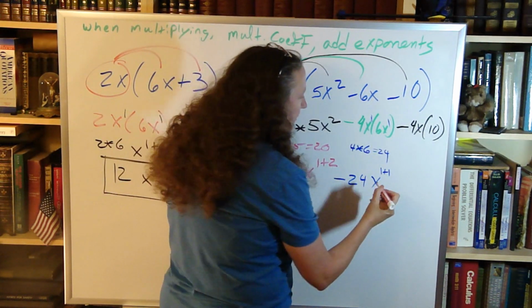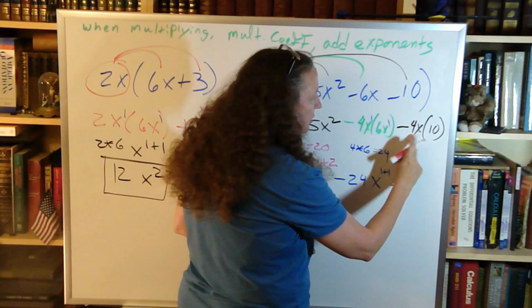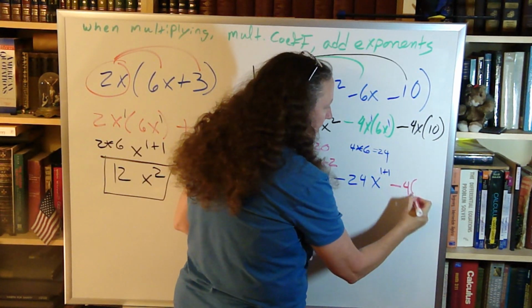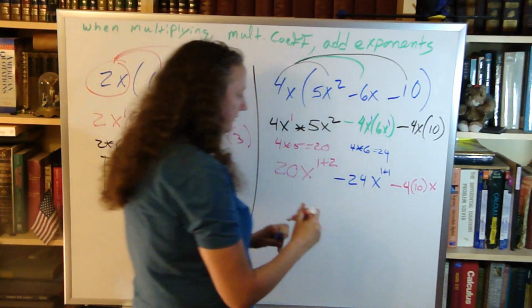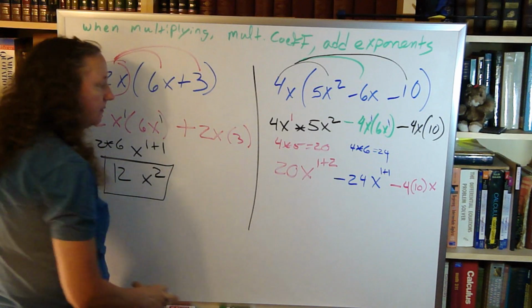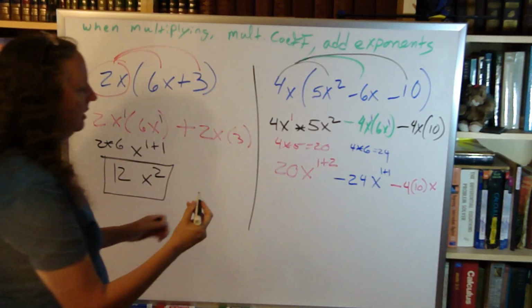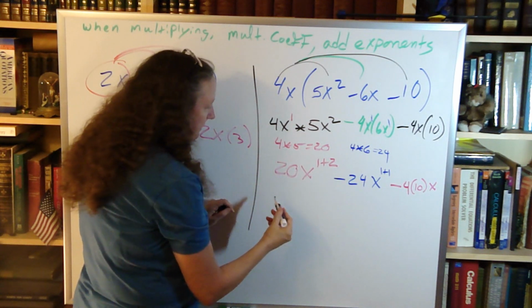Then I have my minus 4x. Multiply coefficient times constant. So that's times 10. And then I have just the 1x at the end of that. Not done yet because I still have to do that little bit of work there.